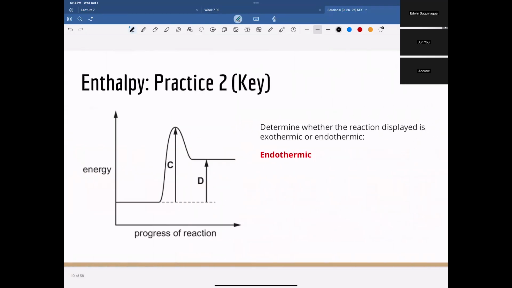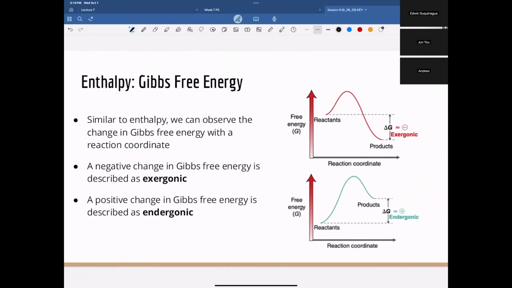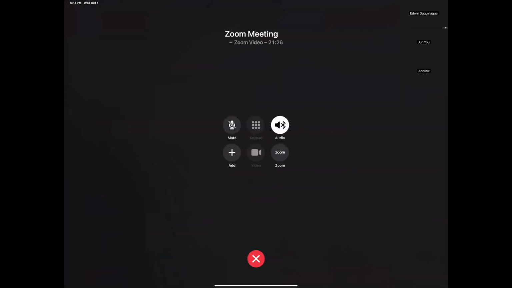Okay, that's the key. And then enthalpy can also be related to Gibbs free energy. When we talk about Gibbs free energy, we're talking about the spontaneity of a reaction and how likely the reaction is to proceed and if it's going to completion towards the products or not. So likewise with enthalpy, we use delta G to determine if a reaction is exergonic or endergonic. And it follows the same principles: if it's a negative delta G, it's going to be an exergonic reaction. If it's positive, then it's going to be an endergonic reaction.